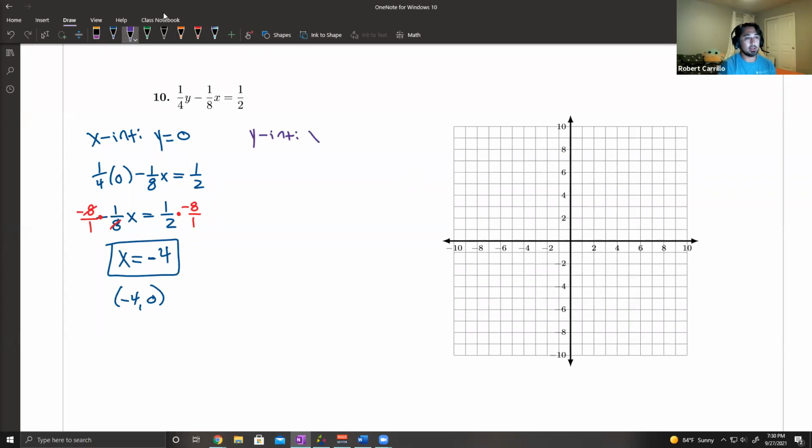Do it again. Y-intercept, we let x equal 0. 1/4 y minus 1/8 times 0 equal to 1/2. 1/8 zeros out. You're left with 1/4 y equal to 1/2. Same situation. Don't want to divide by 1/4. Let's get rid of that 1/4. So multiply both sides by what number?